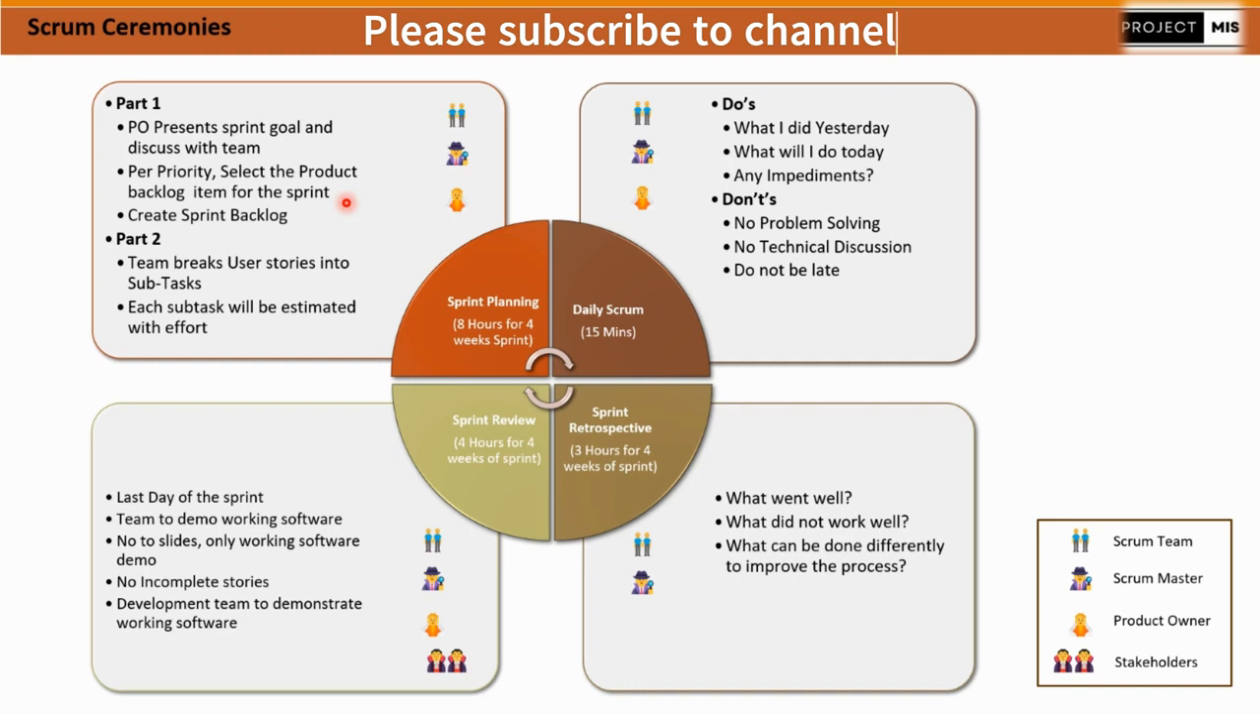Let's assume out of 100 we are delivering 20 stories. So based on the prioritization, what is important to be delivered first, the product owner will choose those 20 stories. These 20 stories will be delivered in the next sprint, and those 20 stories will be called the sprint backlog for the sprint.